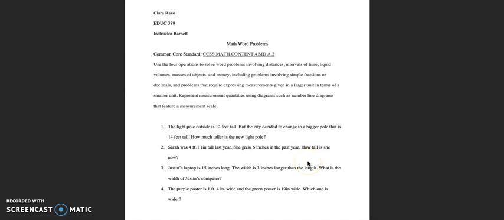For the math problems, I use the Common Core State Standard Content 4.MD.A.2, which is the use of the four operations to solve word problems involving distances, intervals of time, liquid volumes, masses of objects, and money, including problems involving simple fractions or decimals, and problems that require expressing measurements given in a larger unit in terms of a smaller unit. Represent measurement quantities using diagrams such as a number line that feature a measurement scale.